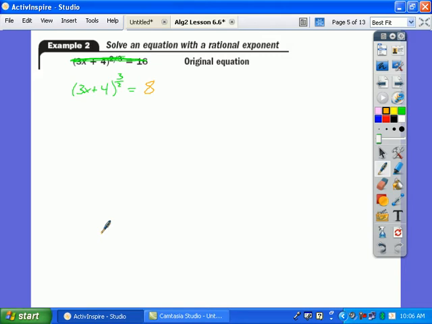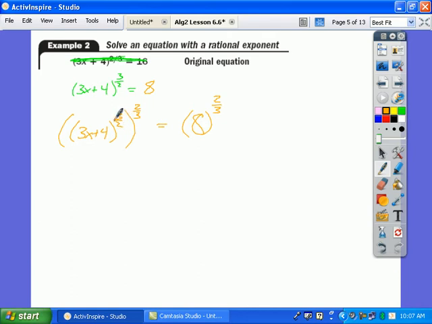I'm taking this thing to the 3/2 power, and I want to undo that. So I want to raise both sides to some power. Here we have the original, (3x + 4)^(3/2), and I want to take this to some power so that the powers cancel each other out. The power that I want to take both sides to is the 2/3 power. Basically, whatever this is, we want to take the reciprocal power.